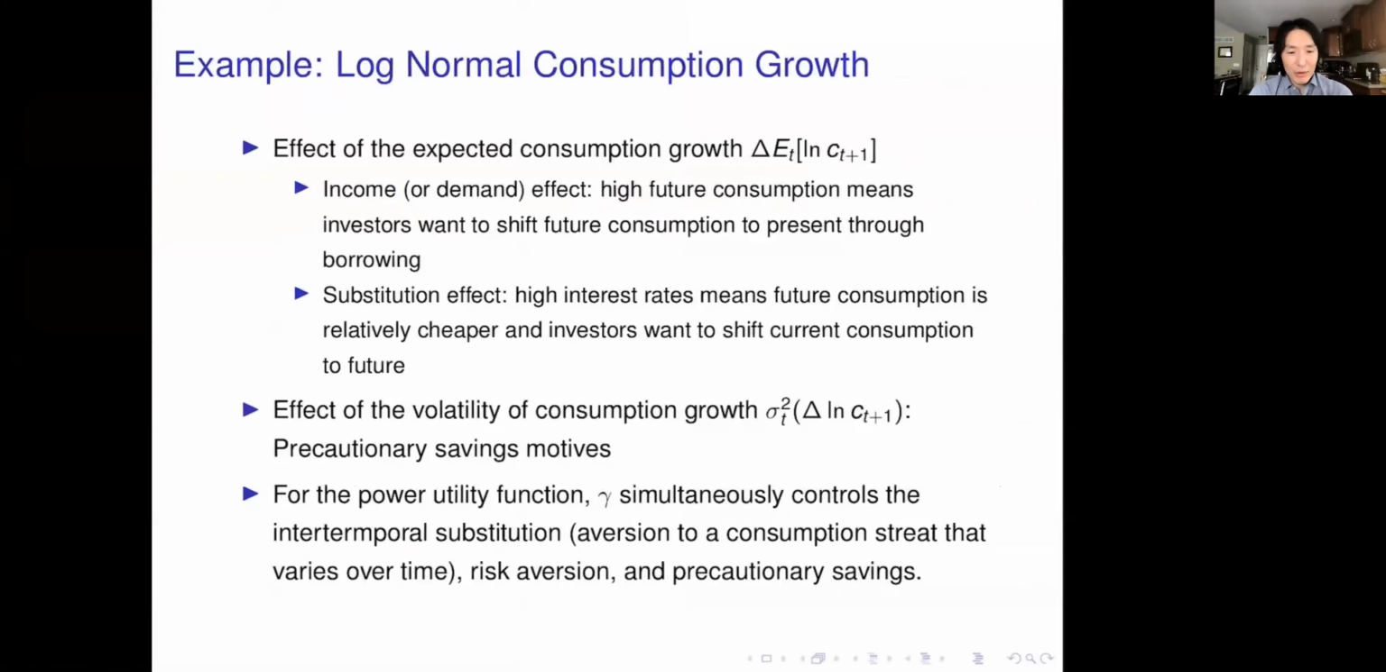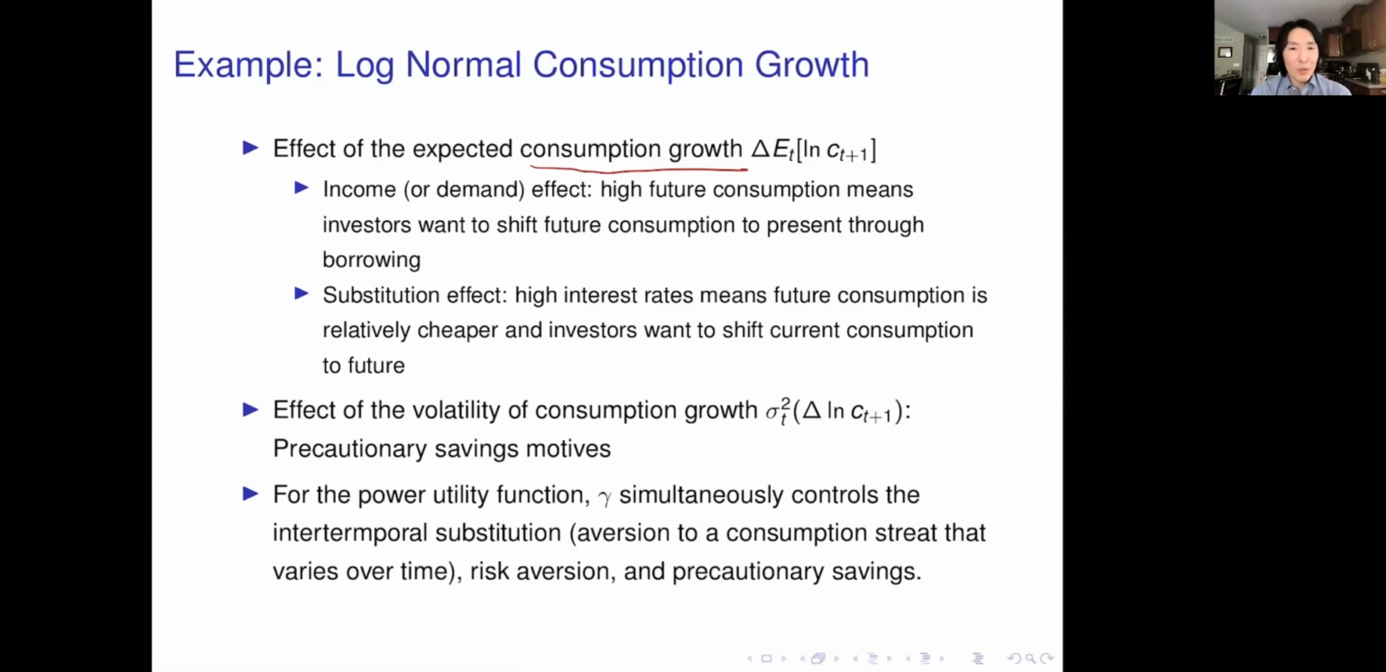Now, from the example, we saw the following things. First, the effect of the expected consumption growth. How is that going to affect the risk-free rate? 앞에 있는 equation에서 제가 이미 설명을 드렸는데 let me repeat again. There's what's called the income effect. High future consumption means investors want to shift the future consumption to present through borrowing. 현재보다 미래에 더 수익이 많고 미래에 더 consume을 많이 할 것 같게 되면, 미래의 소득에 대비해서 현재 대출을 일으켜서 지금 더 많이 consume 하겠죠? 따라서 이런 경우에 이자율이 더 높아지게 됩니다.